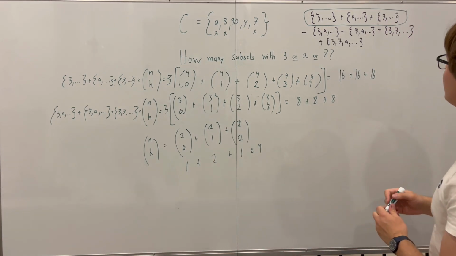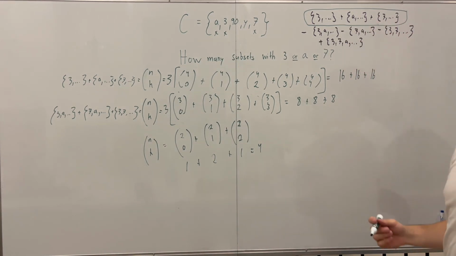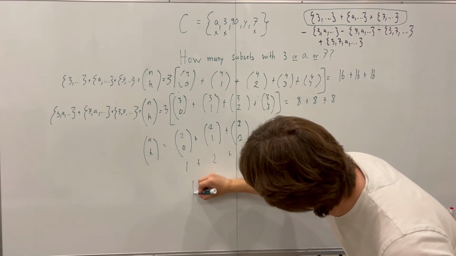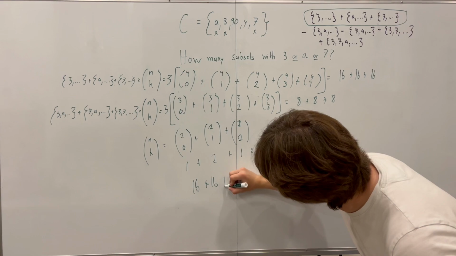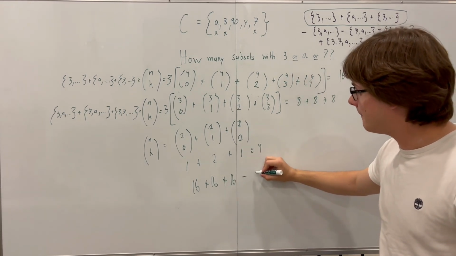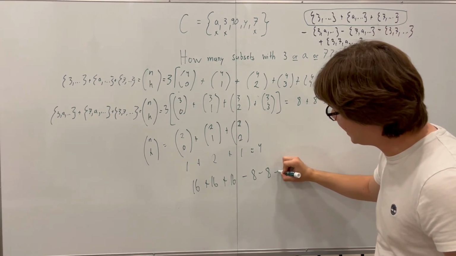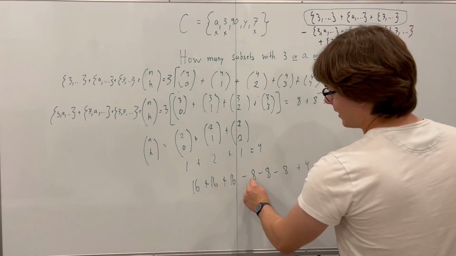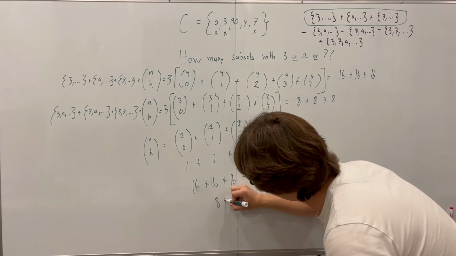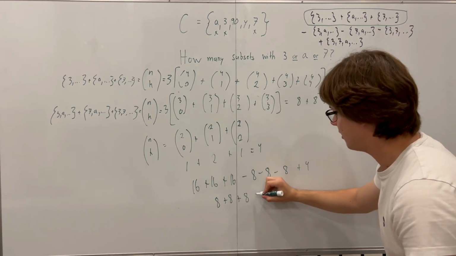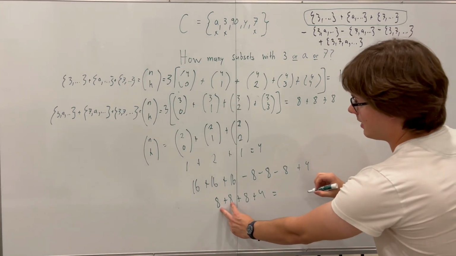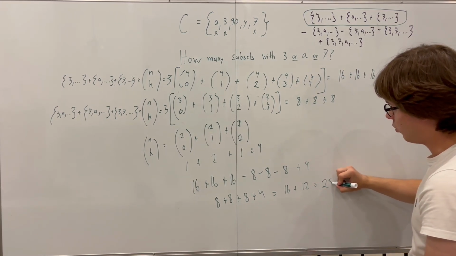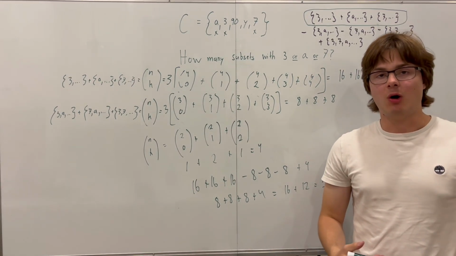So there we go. We've now computed all of these different categories that we need for our final answer. So let's go ahead and get our sum. Our sum is going to be 16 plus 16 plus 16 minus 8 minus 8 minus 8 plus 4. So what are we going to get? This is going to equal 8 plus 8 plus 8 plus 4, which is going to be 16 plus 12, which is going to be 28, which is exactly the answer we got with our first method.